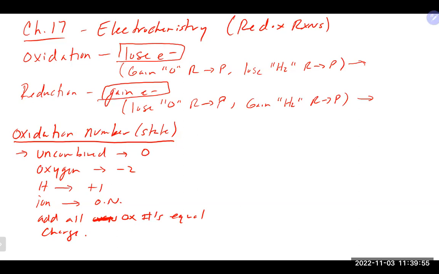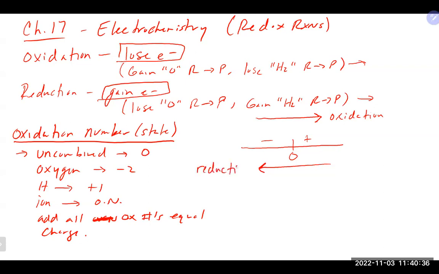In addition, if you want to easily determine what is being oxidized and what is being reduced, you can just use a basic number line, positive numbers to the right, negative numbers to the left. When things get oxidized, they become more positive. So if you follow the oxidation states from the reactants to the products and it moves in that direction along the number line, then that thing is going through oxidation. When things gain electrons, they get reduced and become more negative. So if the oxidation number moves to the left and becomes more negative, that species is going through reduction.